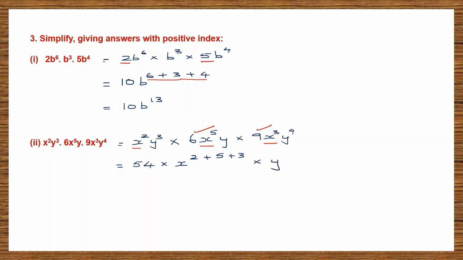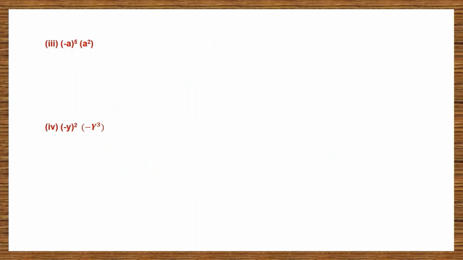Now y, here the first one is y to the power of 3. Let's write that. 3 and then we have 1y here. So that is to the power of 1. So that's plus 1 and then here we have y to the power of 4. So we write 4 there. Now here this is going to be 54. x to the power of 2 plus 5 is 7. 7 plus 3 is 10. And then y to the power of 3 plus 1 is 4. 4 plus 4 is 8. So what's our answer? 54, x to the power of 10, y to the power of 8.